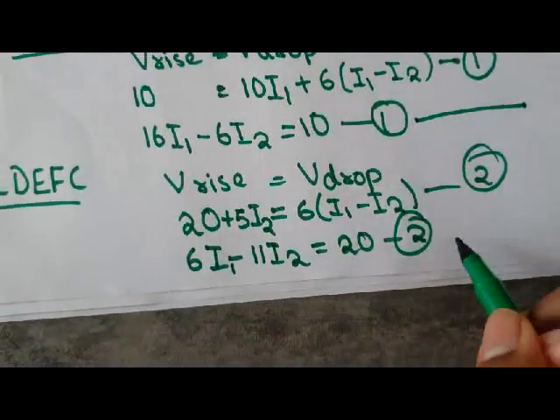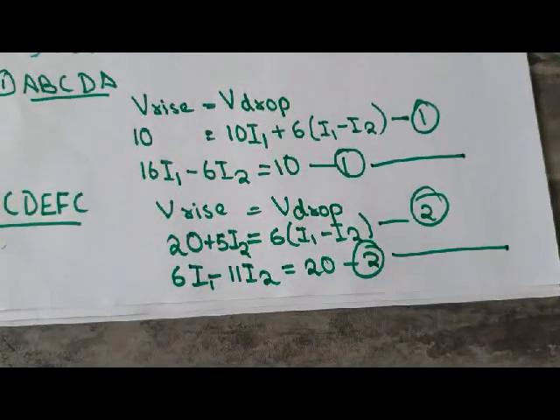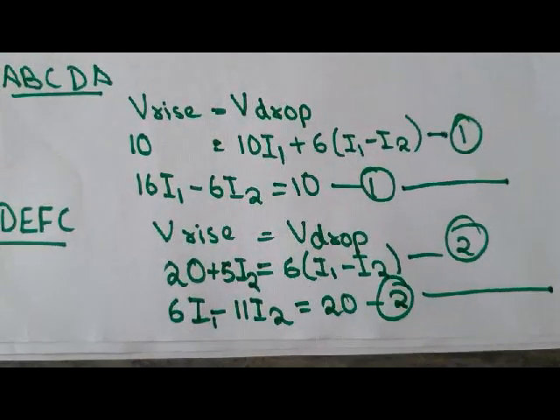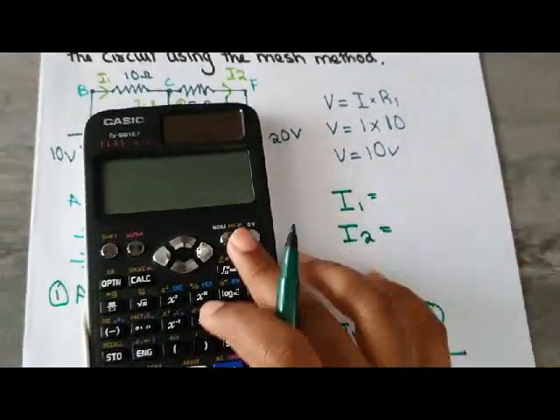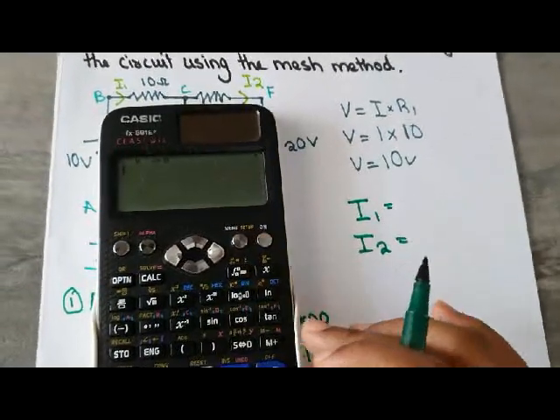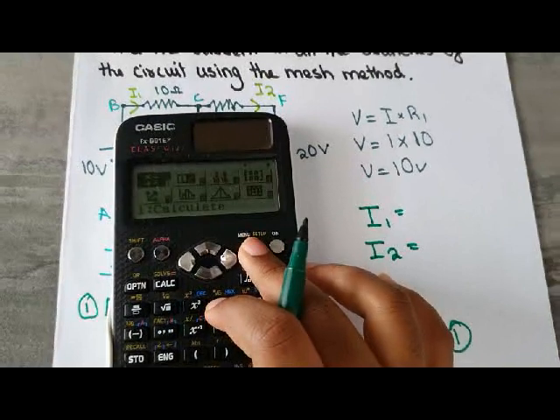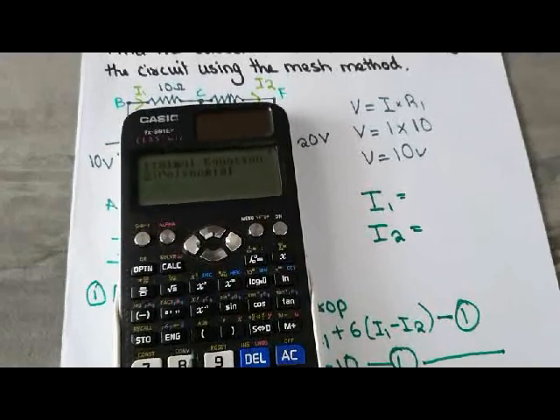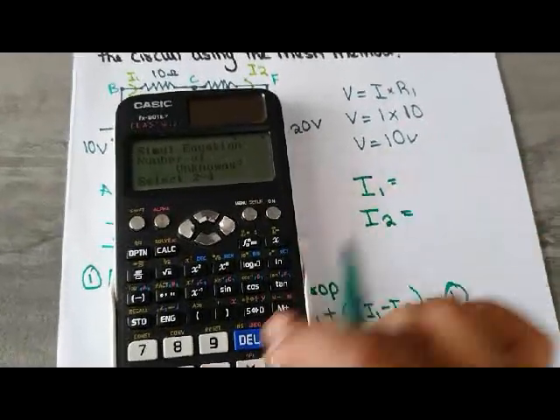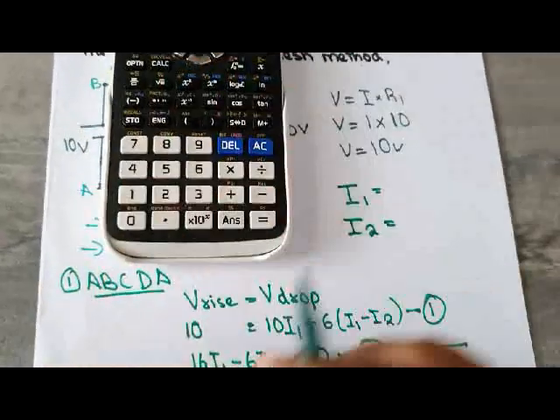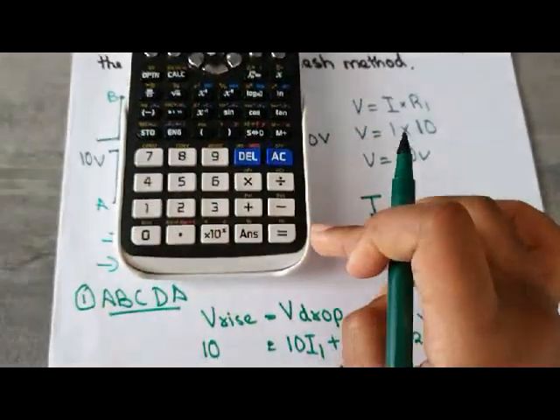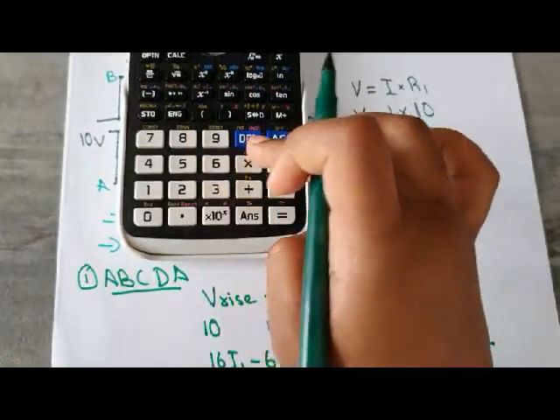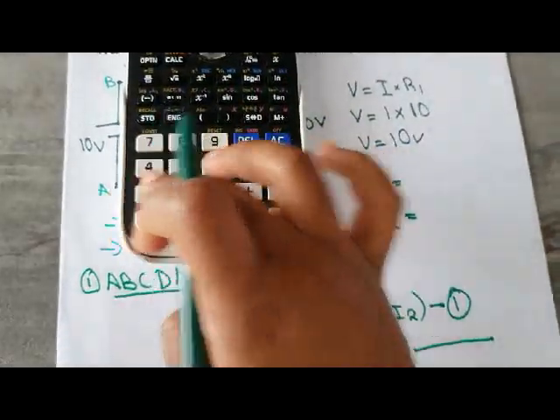So we have an equation 1 here and equation 2 here. We can use our calculator to solve these two equations and find the I values. So I have my calculator here. Now it's in the normal mode, so I'm changing the mode. Simultaneous equation, number of unknowns is 2. So let's type in the first equation, 16, minus 6, equal to 10, and the second equation is 6, minus 11, equal to 20.